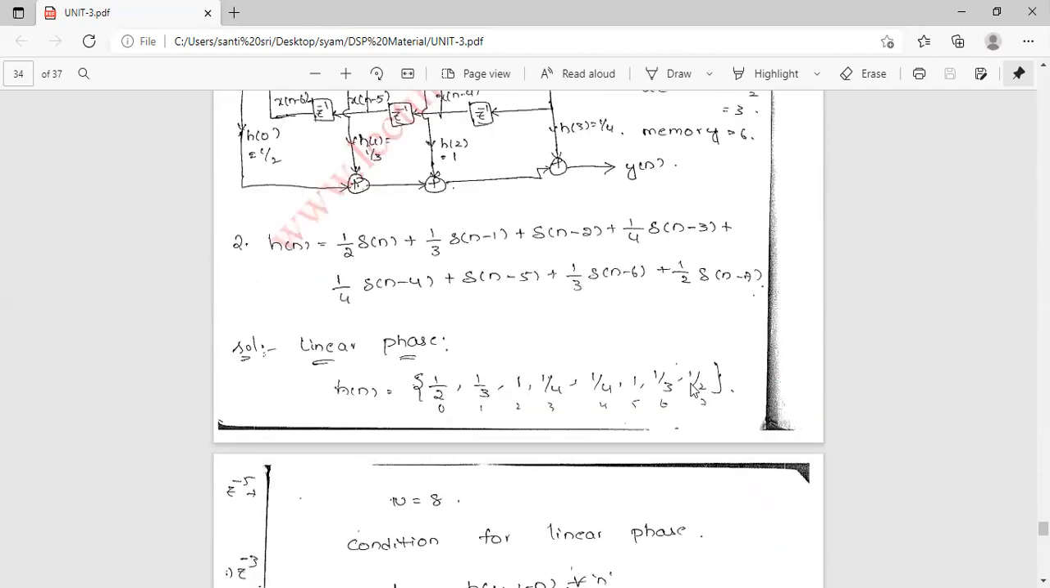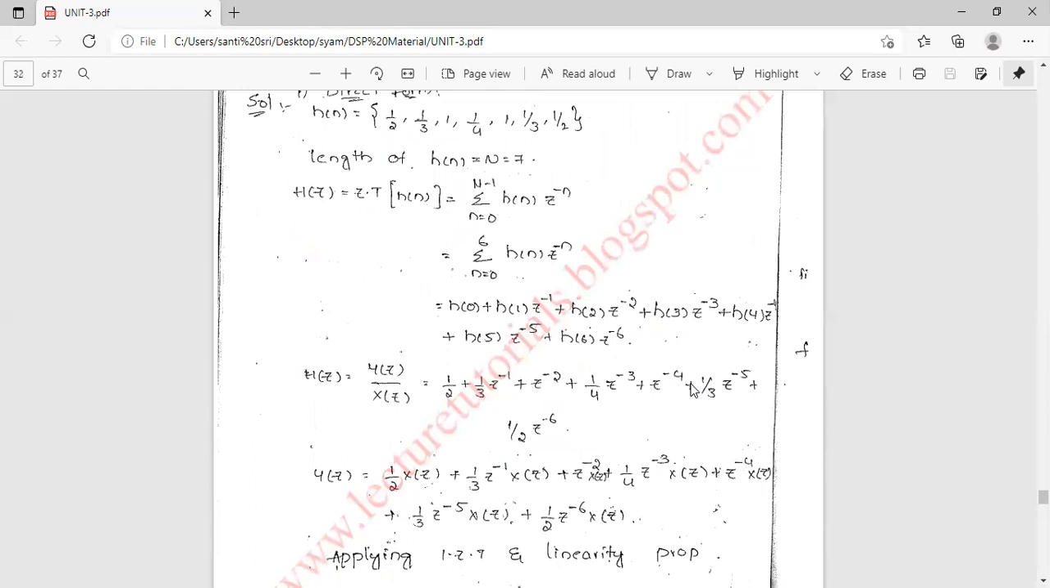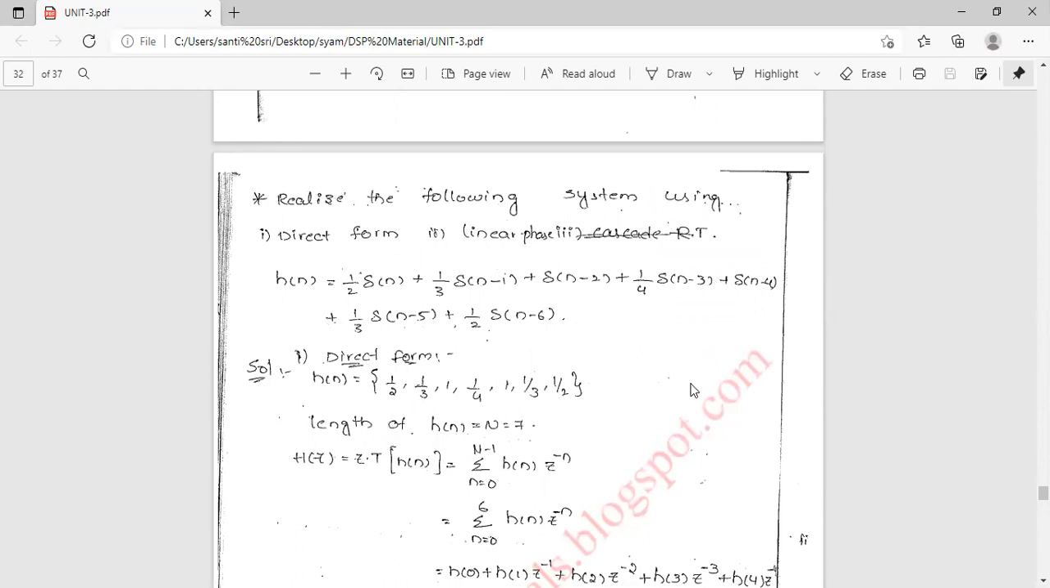These are all the problems. Realize the following system using direct form and linear phase. So the given problem is h of n equal 1 by 2 into delta of n plus 1 by 3 into delta of n minus 1 plus delta of n minus 2 plus 1 by 4 into delta of n minus 3 plus delta of n minus 4, plus 1 by 3 into delta of n minus 5 plus 1 by 2 into delta of n minus 6.